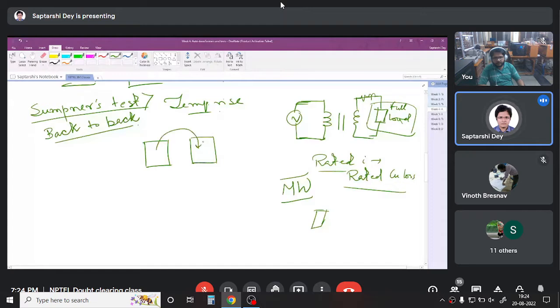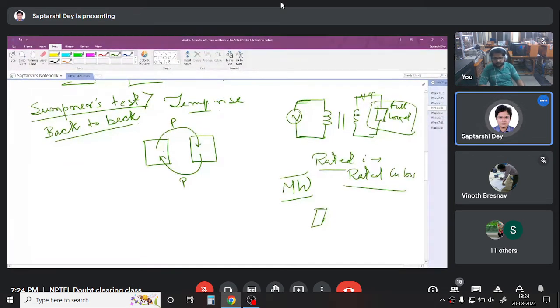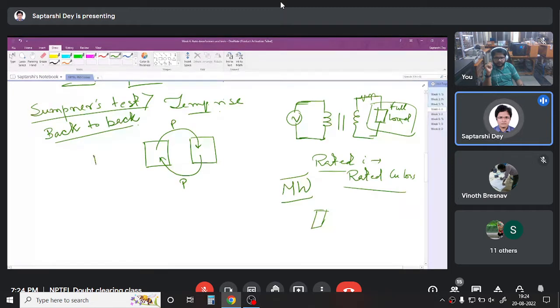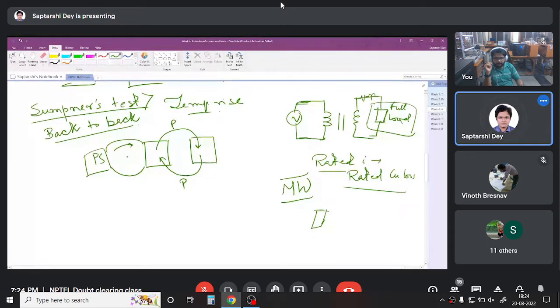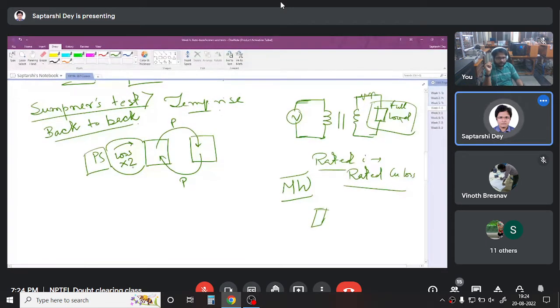This transformer is supplying power to this transformer, which supplies the same power back to this one. If they were identical transformers, this would go on forever, with power flowing like this. But they are not identical; there is loss. So conservation of energy says there should be some power source, and this power source is supplying only for the rated loss times 2.